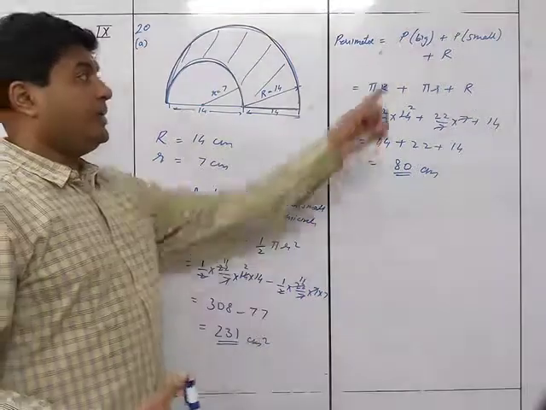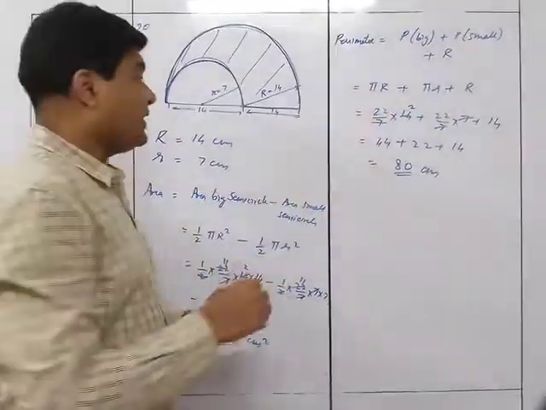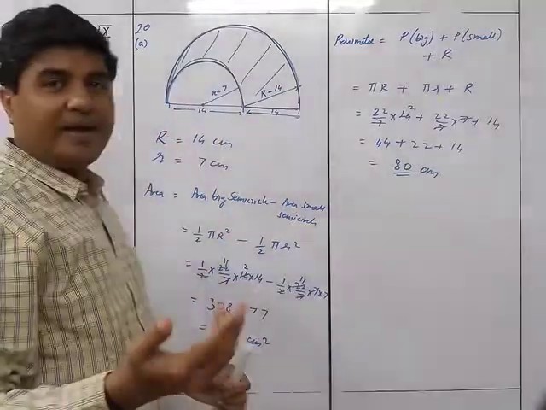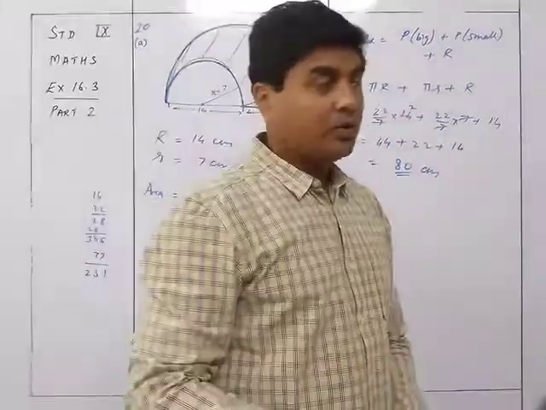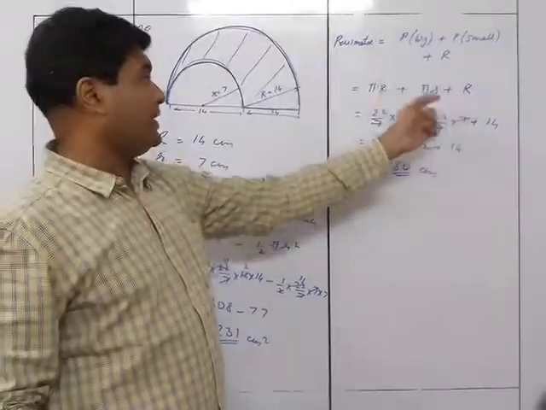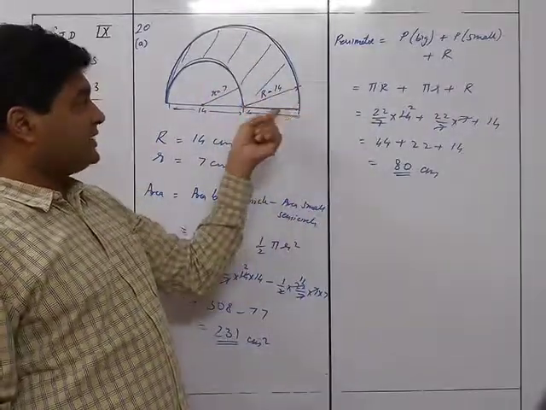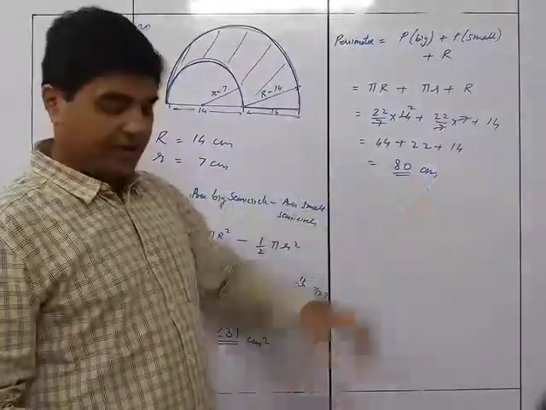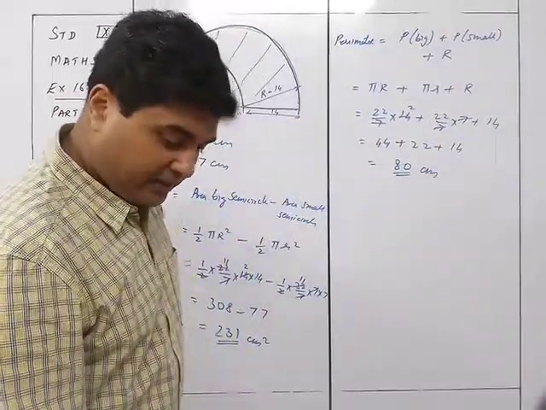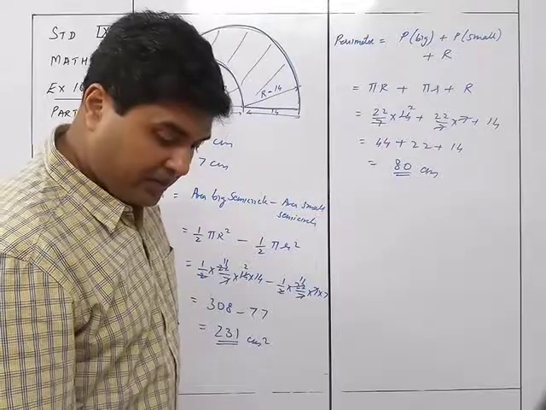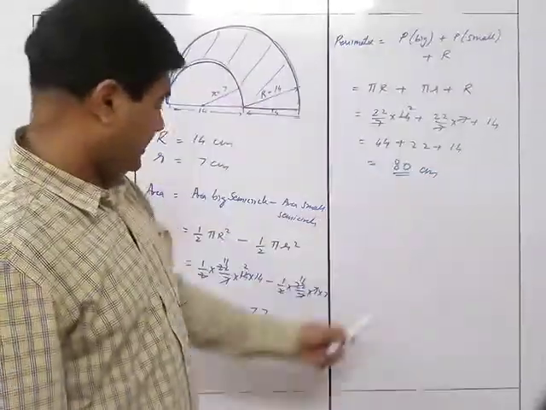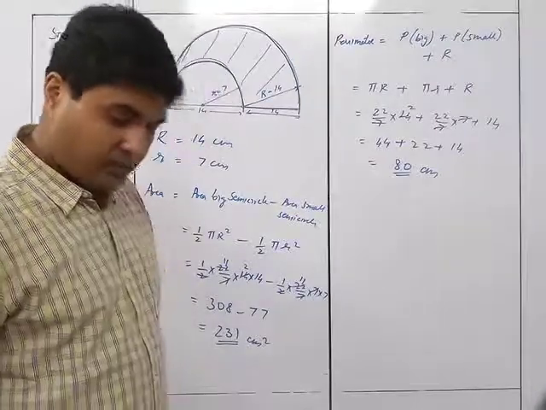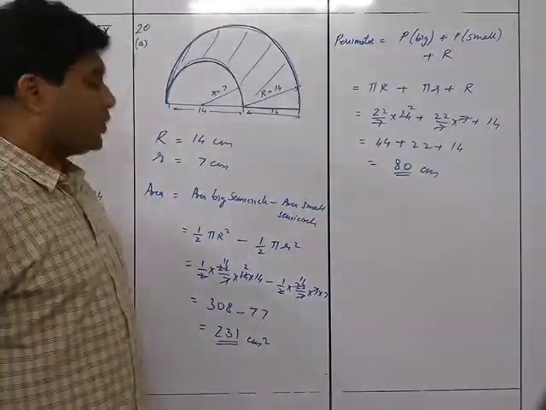Understood? Perimeter of the big one. We are not taking the base over here, it's only the circular part. The circular part is 2 pi r, half will be pi r. That's why we are taking only pi r. Here again we are taking the smaller one, pi r. And then this is the standing line, which is nothing but equal to the capital R. That's why we are adding 14. So that's why the answer will be 80. We'll just check it out. Sum number 20a, yes, it is 231 and 80. Nice. So that was sum number 20.